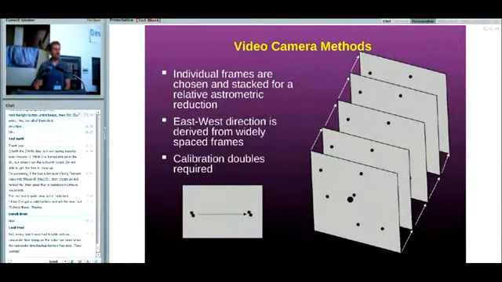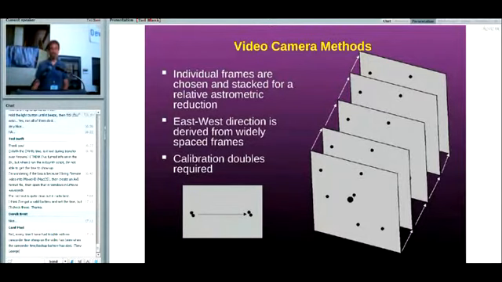Video camera methods to measure position angle and separation of double stars typically involve stacking images of the video frames to do an astrometric reduction. The east-west direction would be determined by two widely spaced frames, by letting the star drift across the field of view. You'd measure a frame with the stars on the left-hand side of the frame, and then maybe 20 seconds later, take another image, extract it, and compare that to a calibration double star.